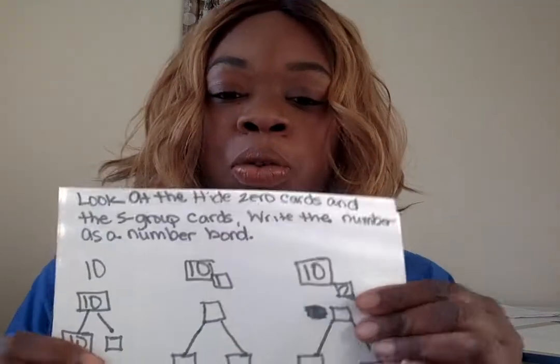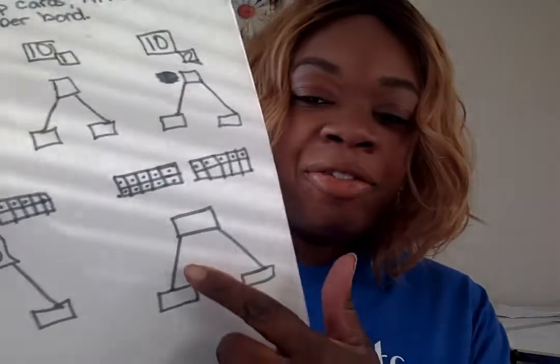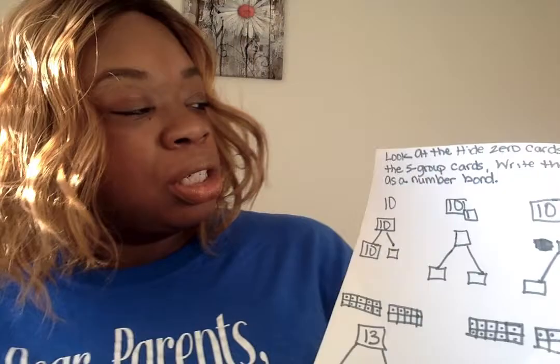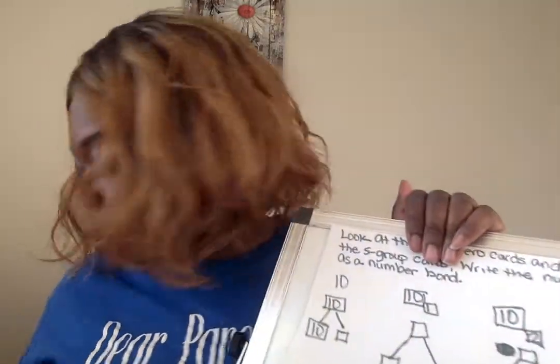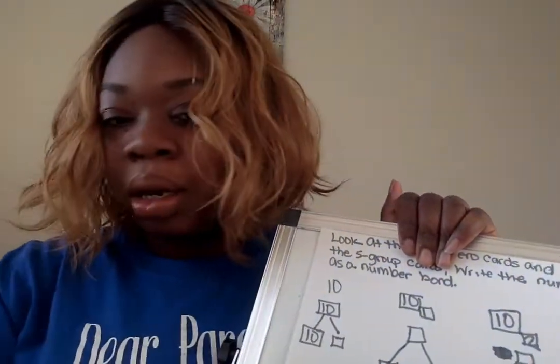We're going to keep practicing, but we're going to practice with more number bonds and 5 cards. All right. So the directions ask us to look at the high 0 cards and the 5 group cards and then write the number as a number bond. All right. Here we are. Getting my supplies together.